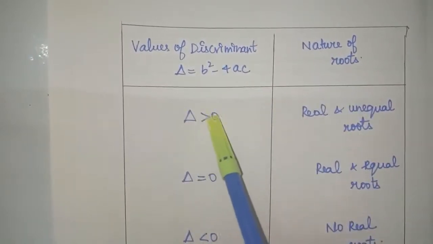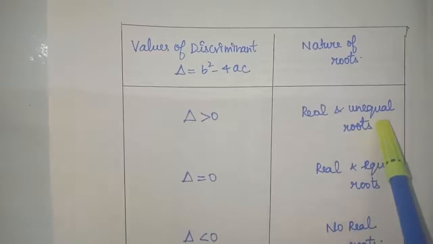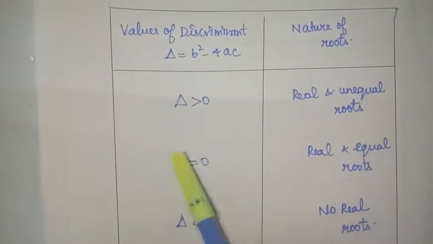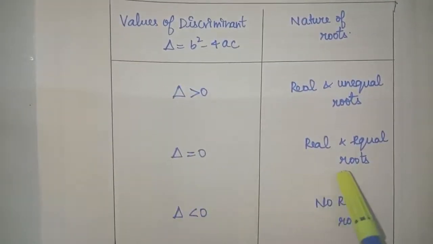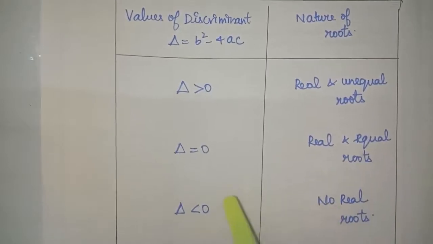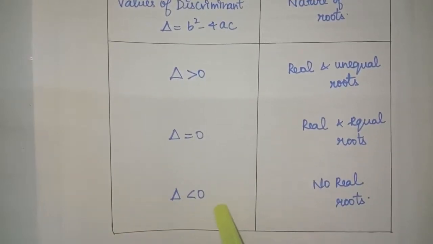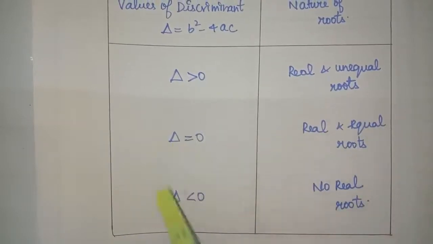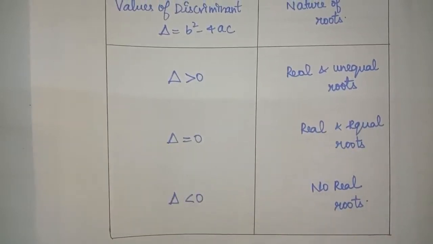Values of discriminant delta = b² − 4ac and nature of roots. If delta is greater than 0, real and unequal roots we get. If delta is equal to 0, the roots are real and equal. If delta is less than 0, no real roots you get. According to this we are going to solve the problems.